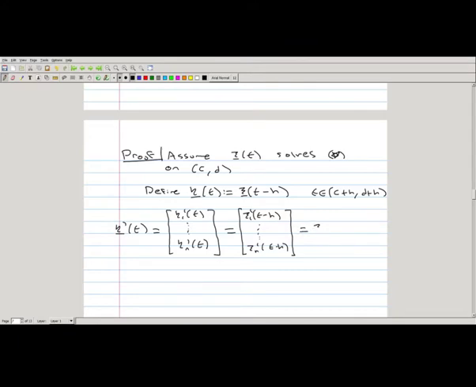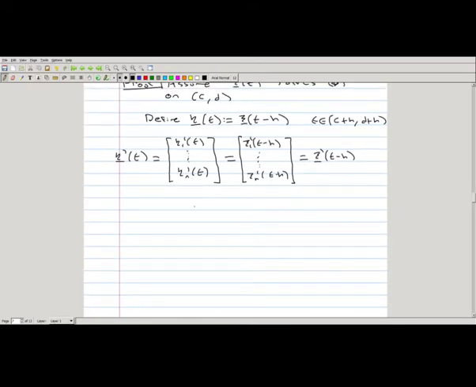Which is the same thing as xi prime of t minus h times 1, but because xi prime satisfies the differential equation, this is the same thing as saying that eta prime of t is exactly equal to this function g of xi of t minus h, or g of eta. This is how we define eta, eta of t. So there you have it. This is the proof of part one.